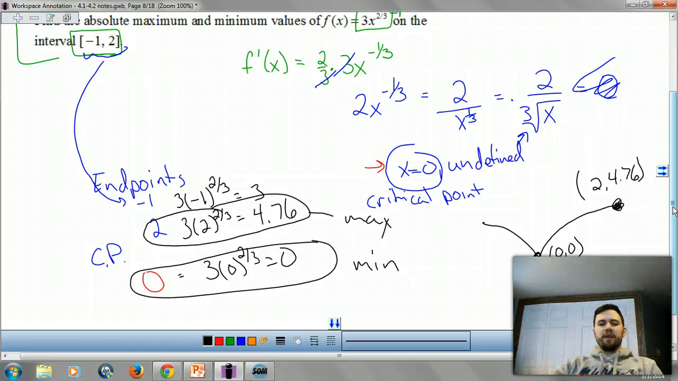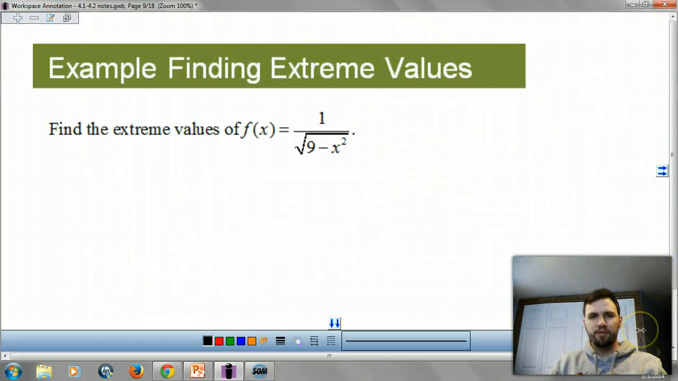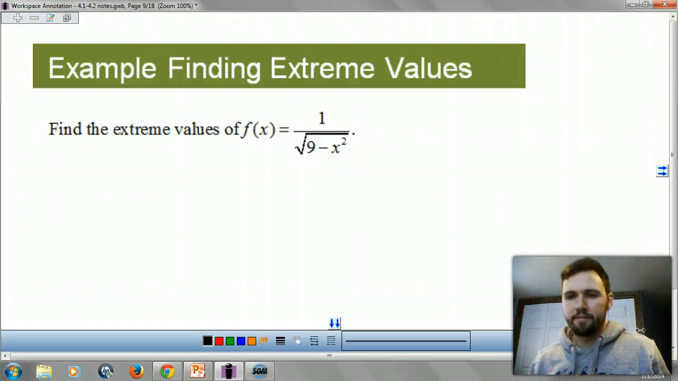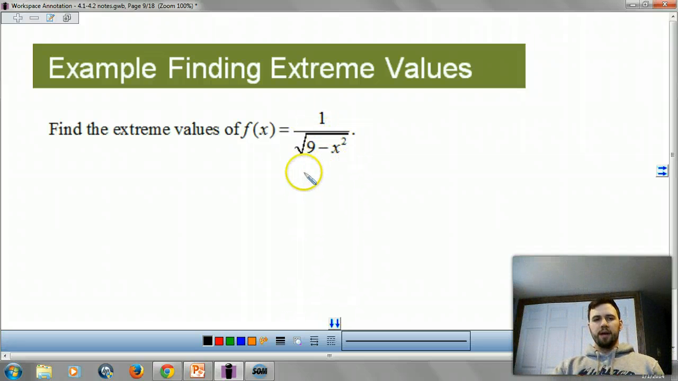One more example. Okay, let's try one more. This one's a little bit tougher. Okay, find the extreme values of this beast.